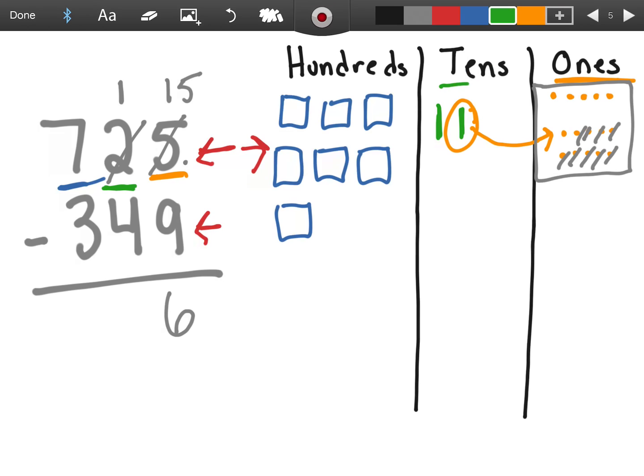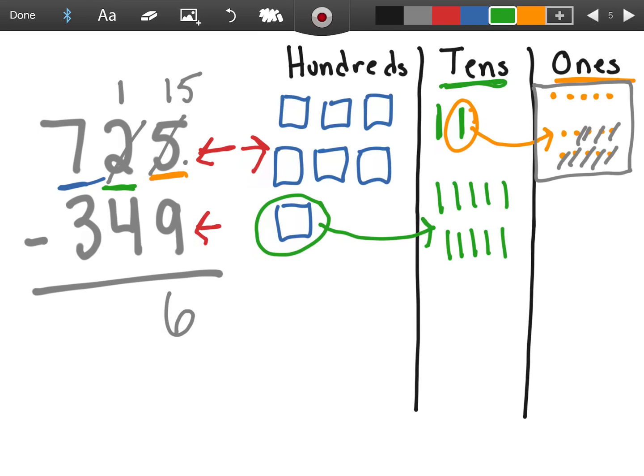So look over here in the tens place. We only have 1 ten left and we want to take away 4. We can't do that, so what we're going to do is call up the hundreds and ask to borrow 10 tens. 1, 2, 3, 4, 5, 6, 7, 8, 9, 10. We're going to move those on over, and then we are able to subtract.